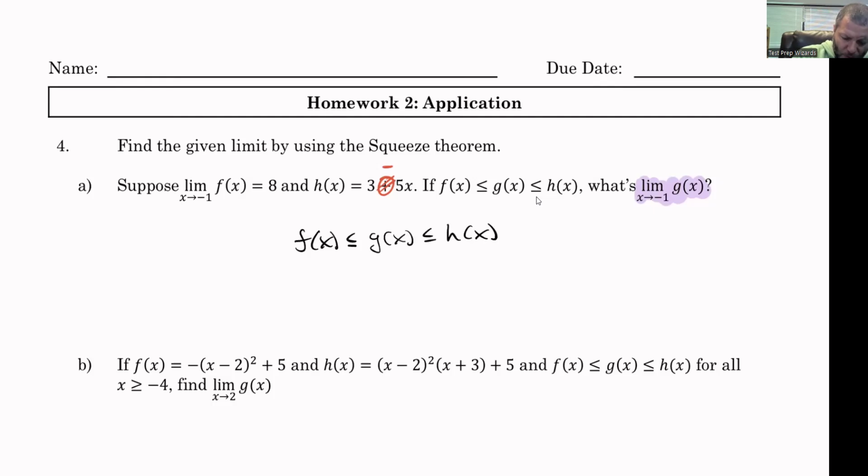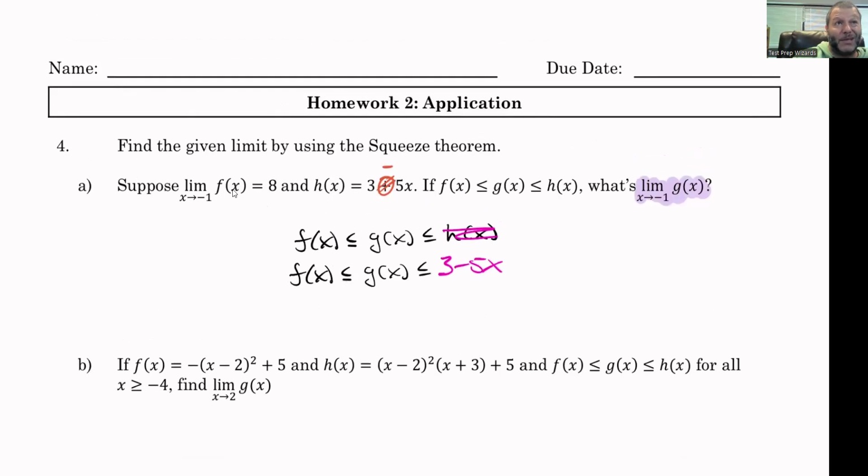We could plug in what we know for the functions. We have information on f of x and h of x. So we know that, or let me actually take that a step back first. We have information on just h of x, right? I know that h of x is the same as 3 minus 5x. So here's what we're working with in terms of this function. So we know something about the limit of f of x.